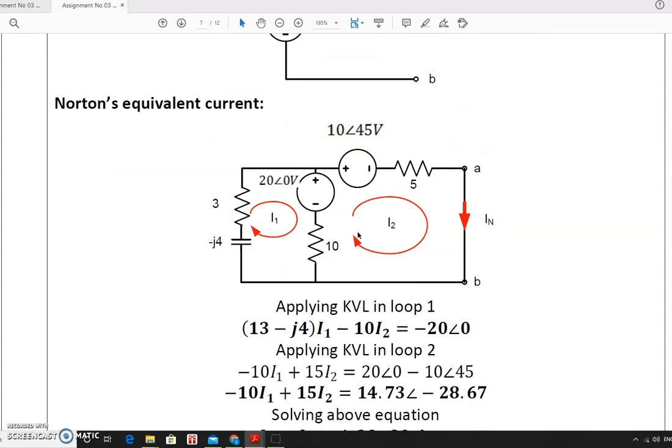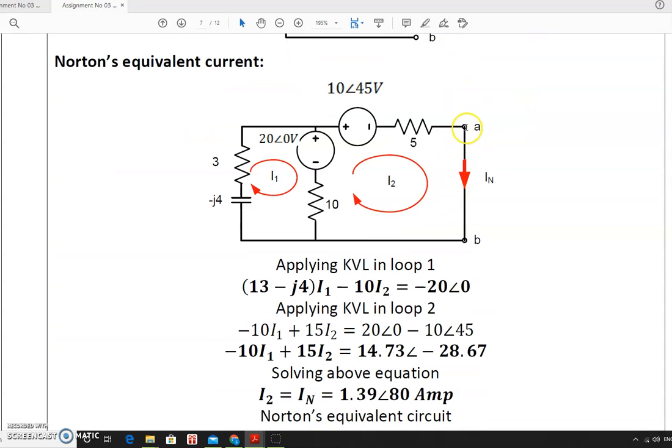How will you calculate the Norton's equivalent circuit? To calculate the Norton's equivalent circuit, we have to short this link. So if we short this link, this I2 current is now not 0. So I2 current is significant. I2 current will be there. So applying the KVL between loop 1 and loop 2.